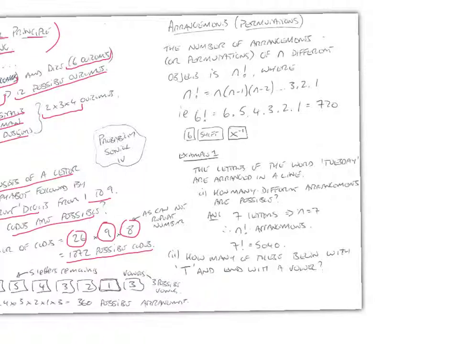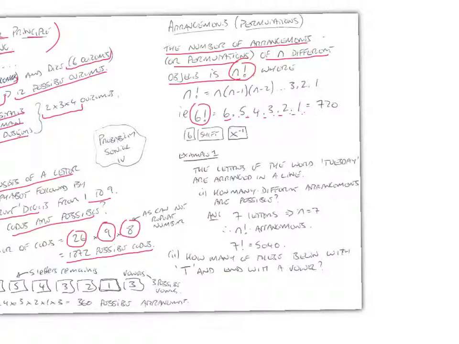And let's look at arrangements now, or permutations. The number of arrangements or permutations of n different objects can be found as n factorial. So n factorial, or if we use the number 6 factorial, is 6 by 5 by 4 by 3 by 2 by 1. 5 factorial would be 5 by 4 by 3 by 2 by 1, and so on.